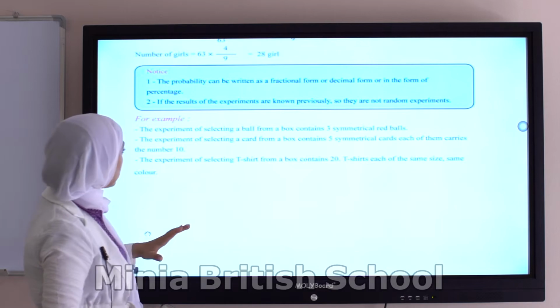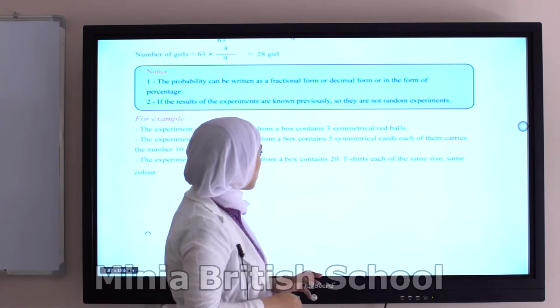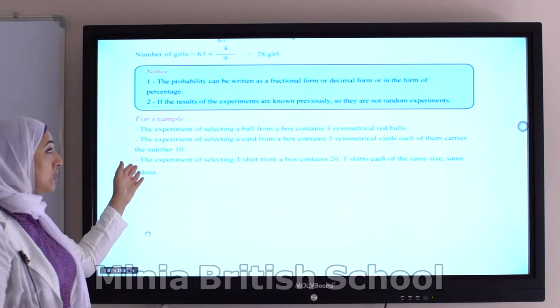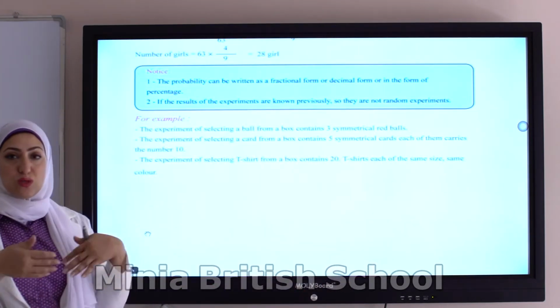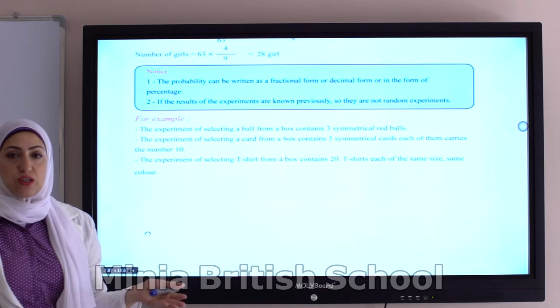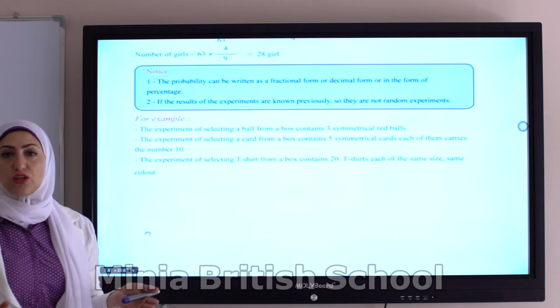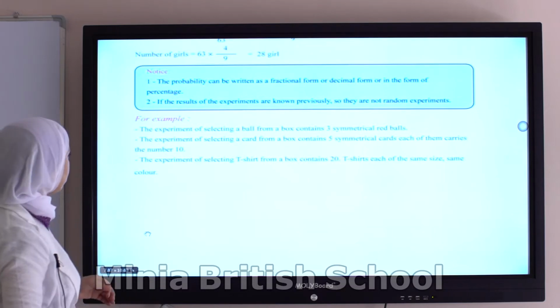Another one, the experiment of selecting a card from a box that contains 5 symmetrical cards. Each of them carries the number 10. So what is the difference between them? Nothing. They are symmetrical in everything. So it is not considered a random experiment.